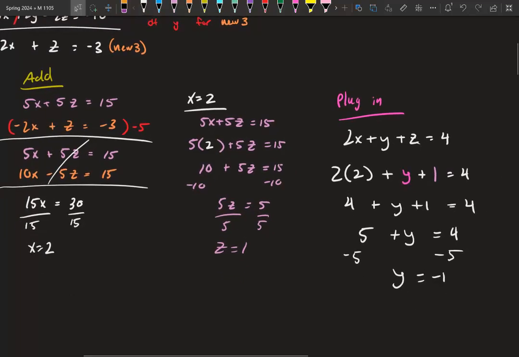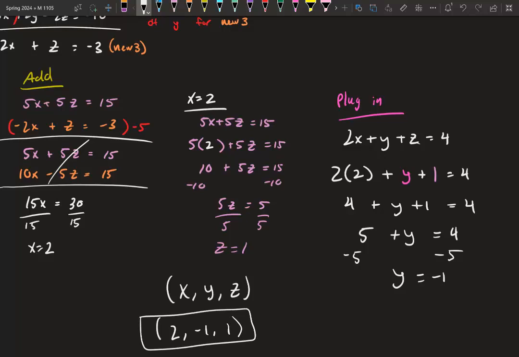So our solution, it's a point. The point goes x, y, z, because now we have an extra variable. So we have 2, -1, 1. When you learn to graph this, that is where it will all meet.